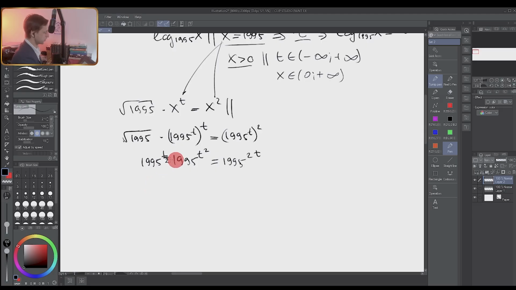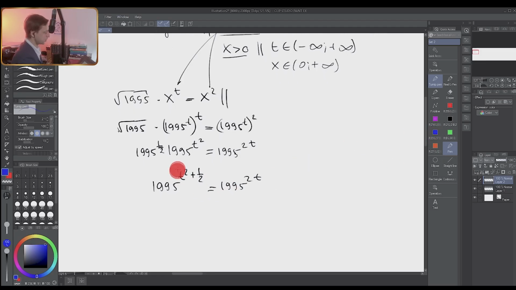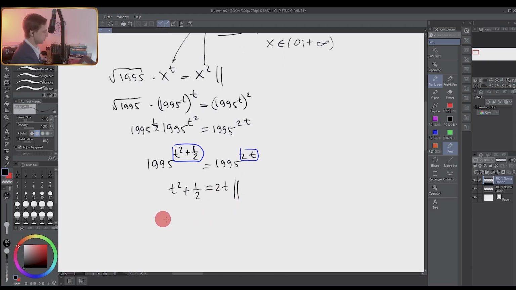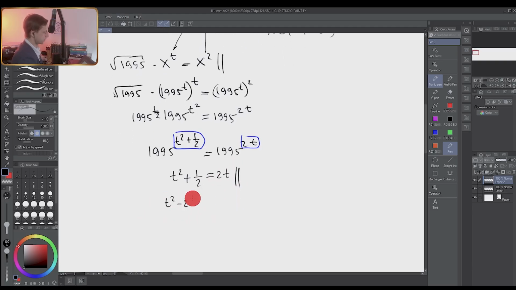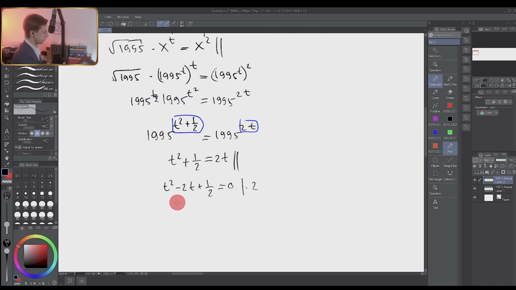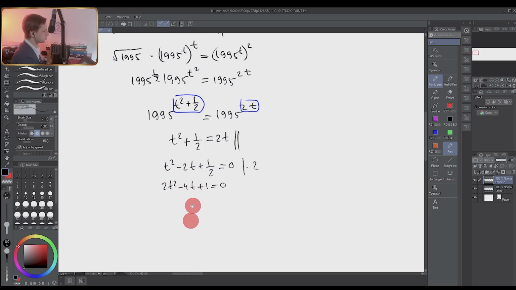Finally, our equation looks like this. These powers will be added: 1995 to the power of t squared plus 1 over 2 equals 1995 to the power of 2t. And these two numbers are equal only if these powers are equal. So let's solve the equation t squared plus 1 over 2 equals 2t. It is a simple quadratic equation for t: t squared minus 2t plus 1 over 2 equals 0. Let's multiply it by 2, not to get these fractions: 2t squared minus 4t plus 1 equals 0, and we will quickly solve it for t.